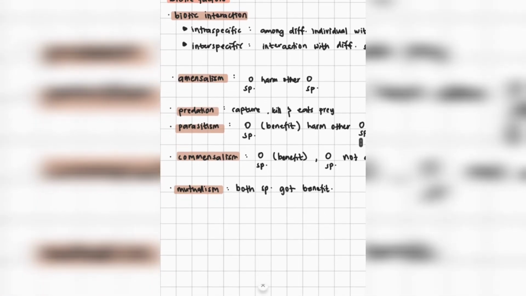These are the types of interaction: commensalism, predation, parasitism, competition, and mutualism.